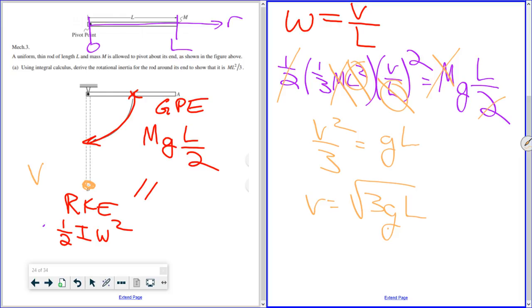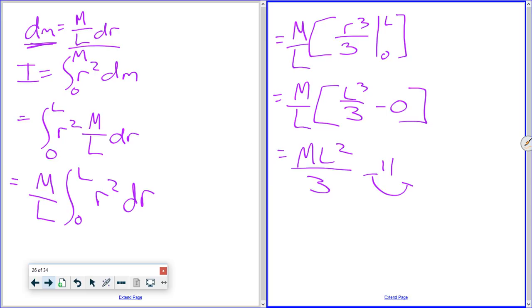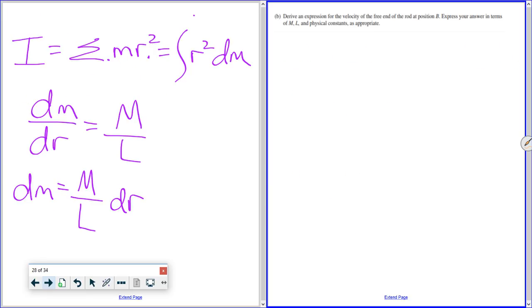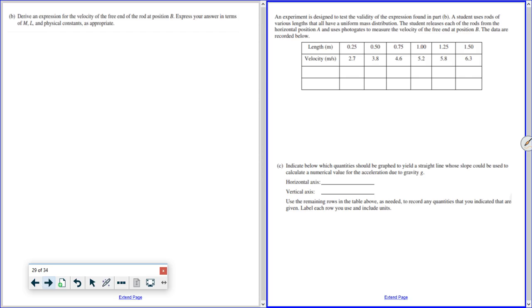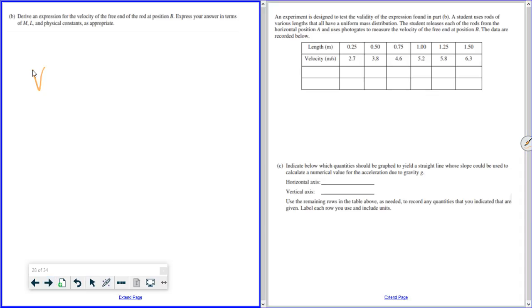Everybody good on that? Guys in back? Everybody good? All right. So that was part B. All right, so part C. I hope you guys are starting to see some patterns here. These questions are totally similar, right? So we just found this: v equals the root of 3gL, right?